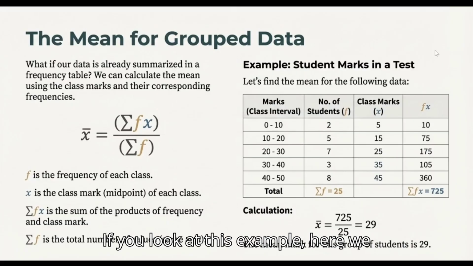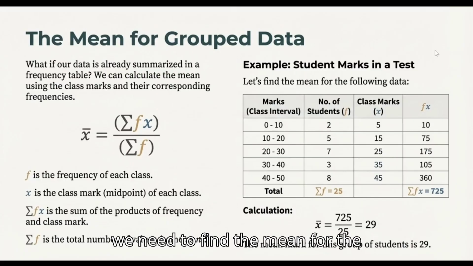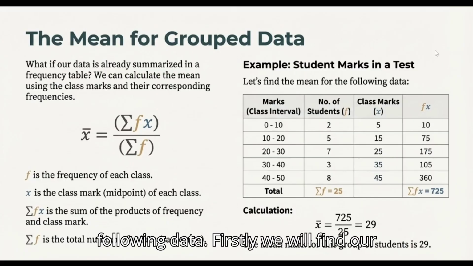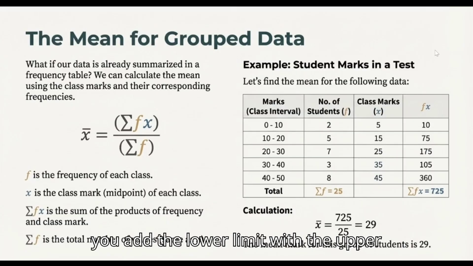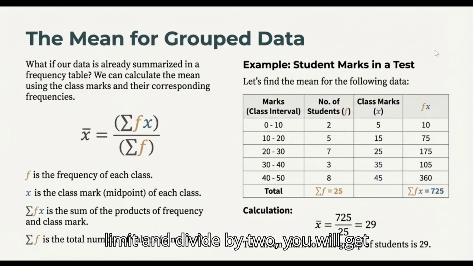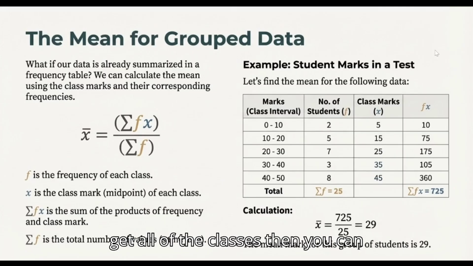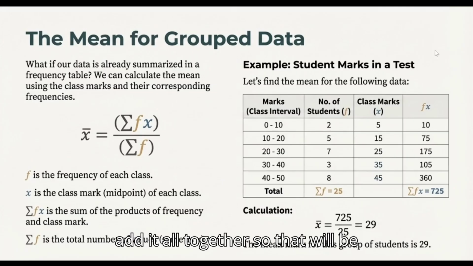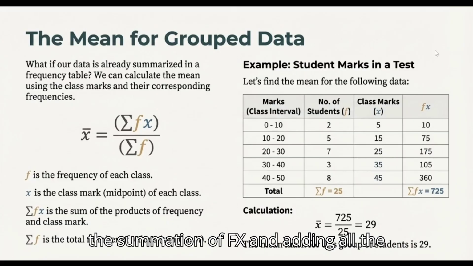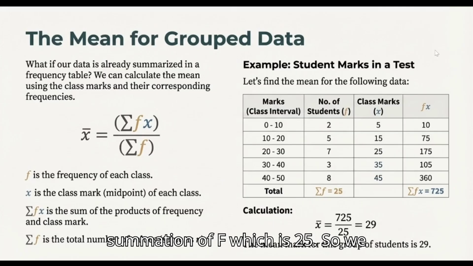If you look at this example here, we have the student marks in a test and we need to find the mean for the following data. Firstly, we will find the midpoint for the classes, which means you add the lower limit with the upper limit and divide by 2, and you will get the midpoint for your class. When you get all of the classes, you can multiply them with your frequency and add it all together, so that will be the summation of fx. And adding all the frequencies together will be equal to the summation of f, which is 25.